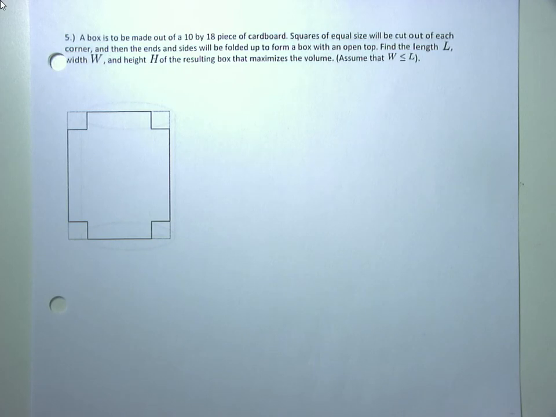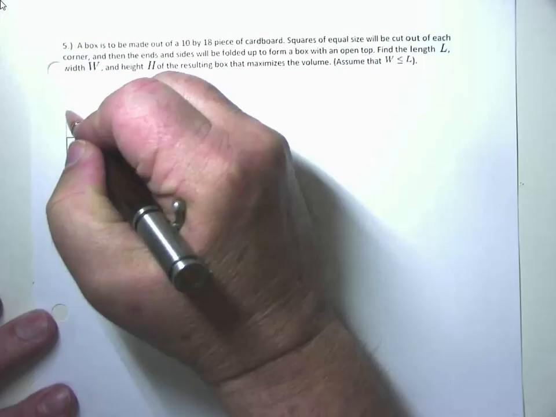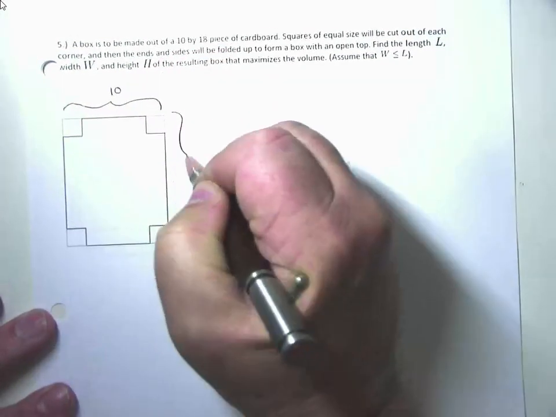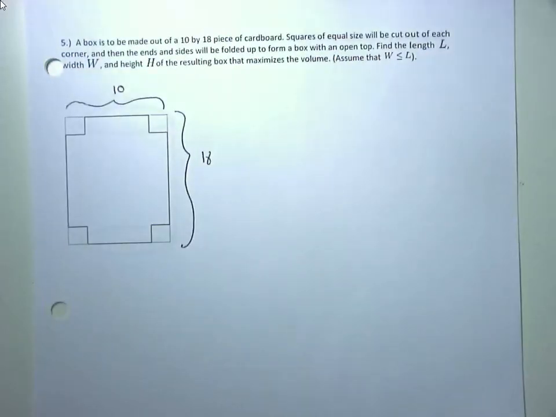All right. So let me understand what this problem is. Now I'm going to draw pictures on this thing, but I've also got a little manipulative here. So here we go. This is my little piece of paper. It is a 10 inch by 18 inch piece of paper. They gave that to me, or a piece of cardboard. Okay?